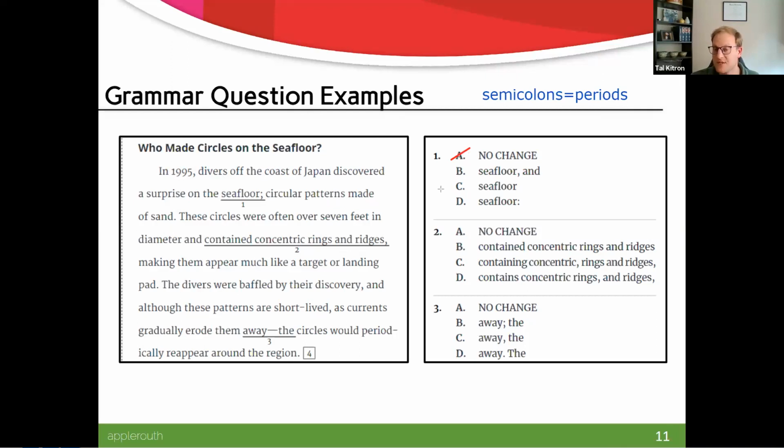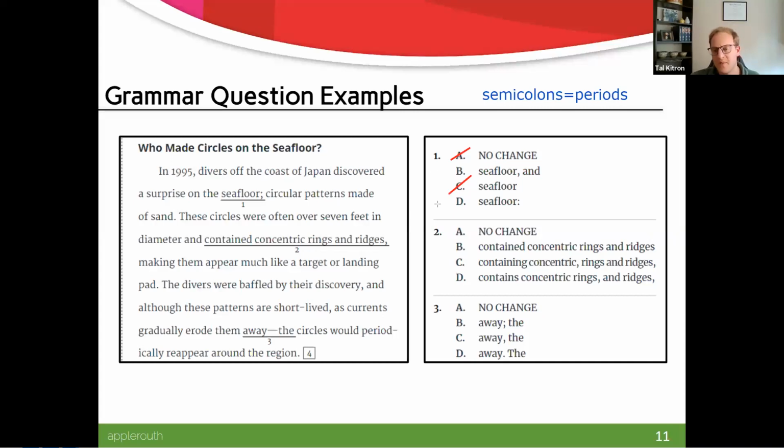Next, I would test C, which has no punctuation, and that's often correct. So if I just take away that colon, it feels weird. They discovered a surprise on the seafloor, circular patterns made of sand. That should sound bad. We need some sort of pause. So that one's also not correct. Process of elimination in full effect.